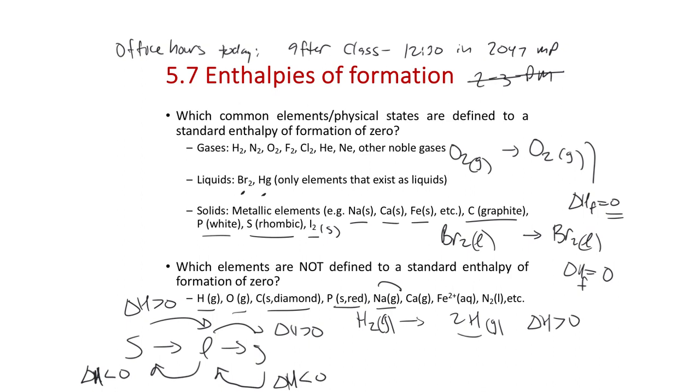If you see an element, it's not necessarily 0 unless it's in its most stable form, where it's solid for most of our metals except mercury. For most of the nonmetals, it's gas, but we do have Br2, a nonmetal that's a liquid. I2, that's a solid. Carbon, sulfur, phosphorus are some common examples of nonmetallic elements that are also solid at room temperature.